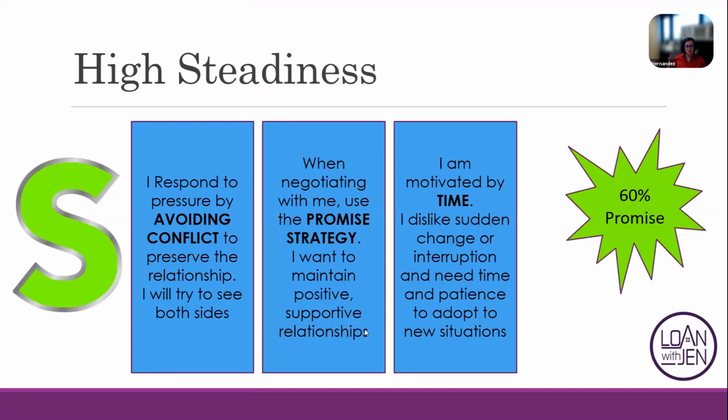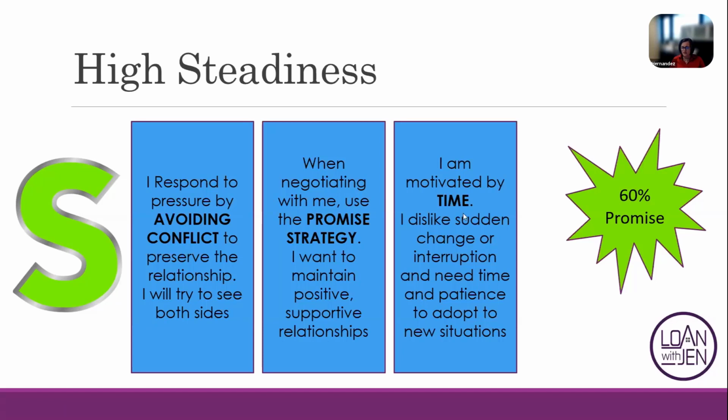Now for communication with the S, they respond to pressure by avoiding conflict. So they make it go away. I don't want to go there. They don't really like to hit things head on. They don't like conflict very much. They do try to see both sides. When negotiating with them, give them a promise strategy. If you assure them that you're going to take care of them and handle anything that comes up that might not be according to plan, those are very good words for them.